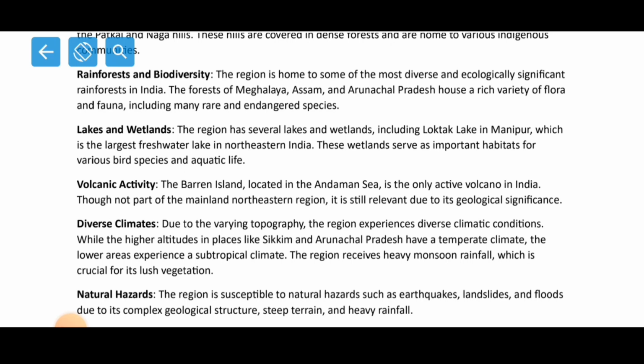These wetlands serve as an important habitat for various bird species and aquatic life. Now these freshwater lakes serve as the home for different varieties, different kinds, different species of birds and aquatic life. What do you understand by aquatic life? Aquatic life means the animals or the microorganisms or the plants which live under water, right?